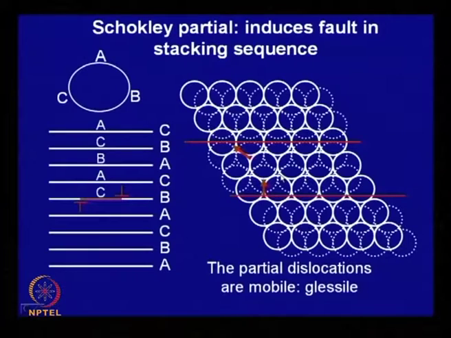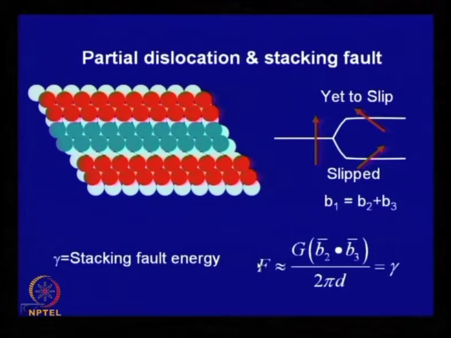Now, if there is a fault in stacking, there will be an energy associated with it. So, there is a surface defect, it has an energy, it is something similar to surface tension. But these partial dislocations are mobile, they can move on this glide plane, the glide plane is fixed. Now, this is a pictorial view of the same thing. So, here there is a stacking fault that has been created over this zone. There is a partial dislocation here, there is a partial dislocation here, which is diagrammatically represented here. On this side, the two join and it is a perfect dislocation, but here we have two partials, which is shown here.